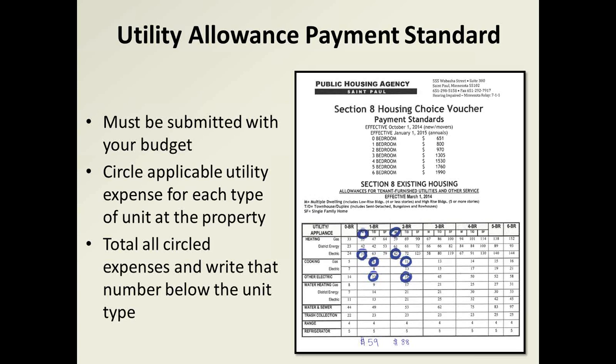If the unit size has more than one utility allowance due to various utility or appliance types, you may need to provide more than one payment standard with your budget. Your budget will not be accepted if the funding source requires that the maximum rent must include a utility allowance and you do not include it as an attachment to your budget.